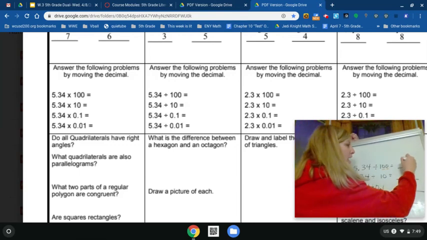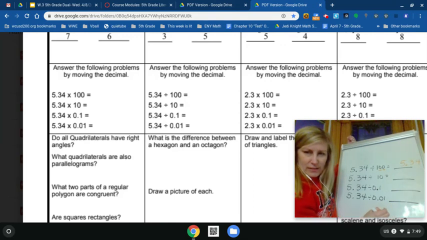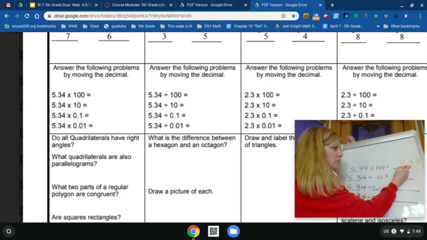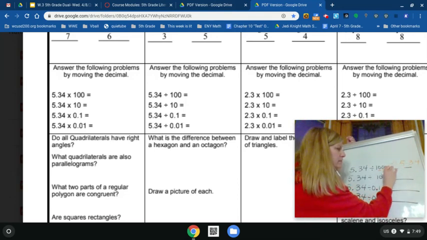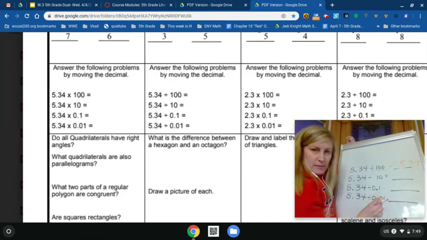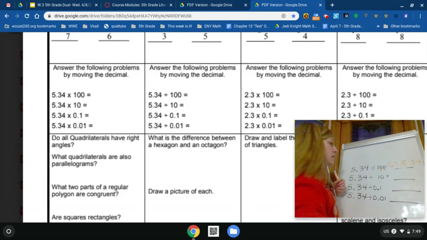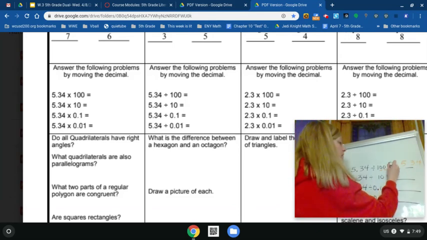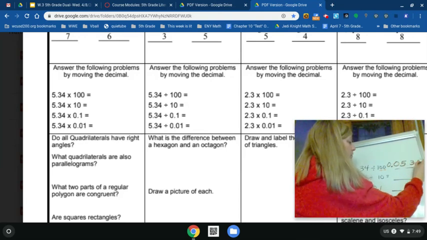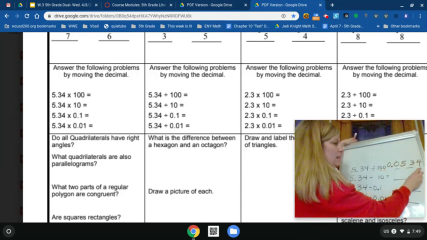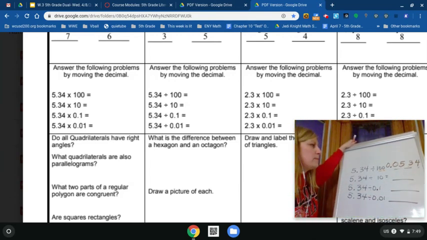So now it's not 5 and 34 hundredths. You want to move it to the left twice. So 1, 2. So put a 0 up in the front of it. That's where your decimal goes. And a 0 in front of that too. So it ends up being 0, then your decimal, another 0, 5, 3, 4. So this is tens, hundredths, thousandths, ten-thousandths. So 534 ten-thousandths. Whoa. Okay.